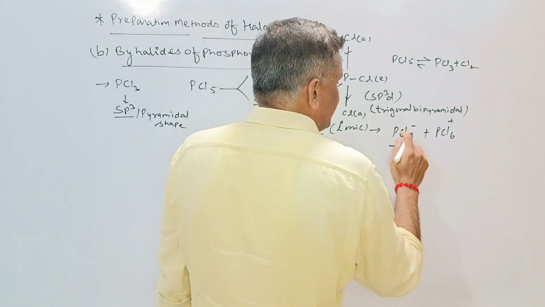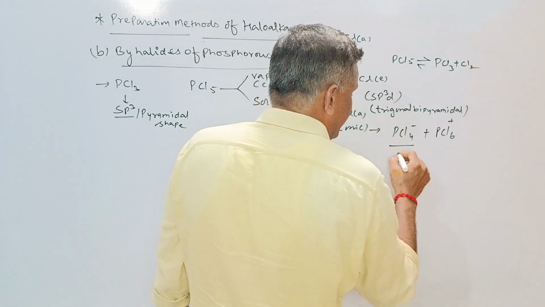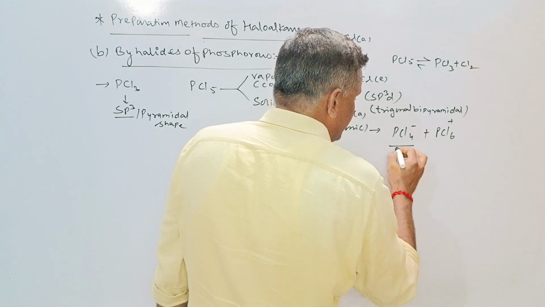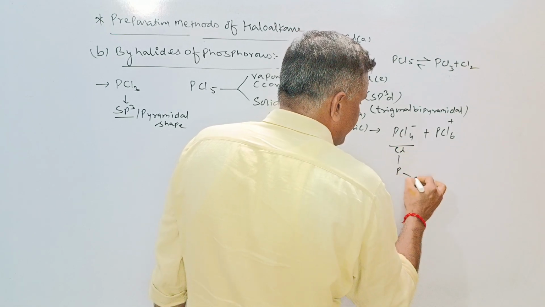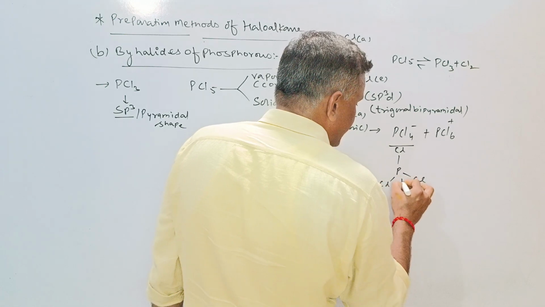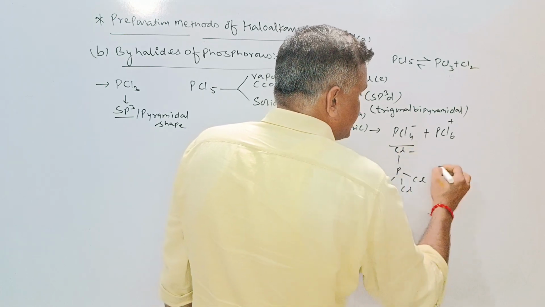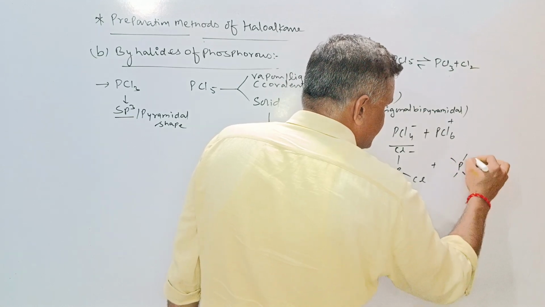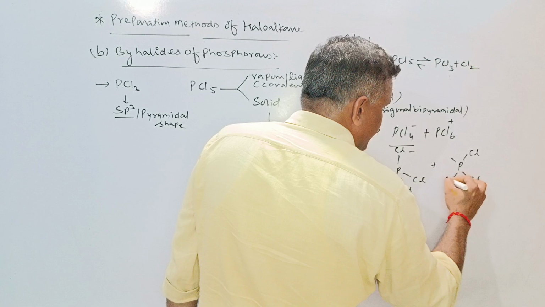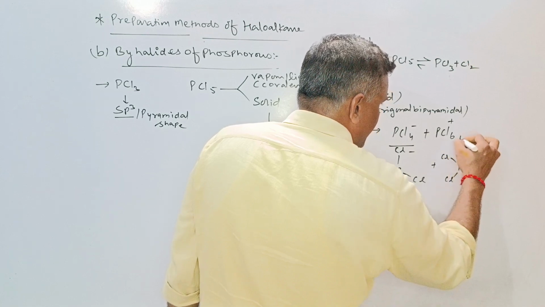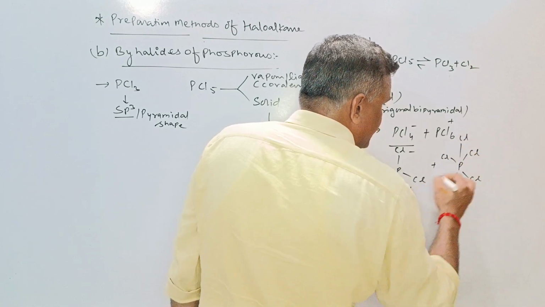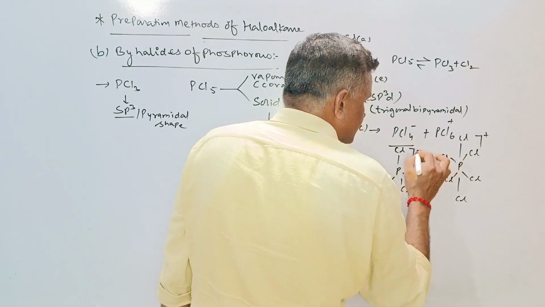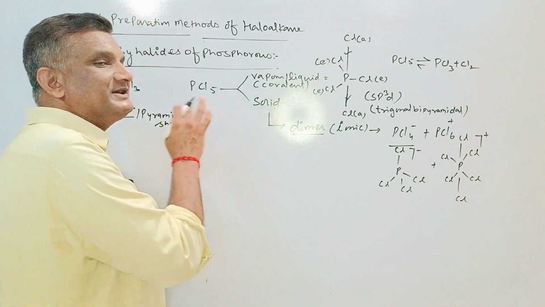If we go with PCl4 minus, then it exists in tetrahedral form like this. You can write it as follows. This is the PCl4 minus like this, and this is the PCl6 plus octahedral form like this. 4 Cl will be in a plane and 2 of the Cl above the plane and below the plane. With the charge, here will be your plus and here is the minus. So this was about PCl5.